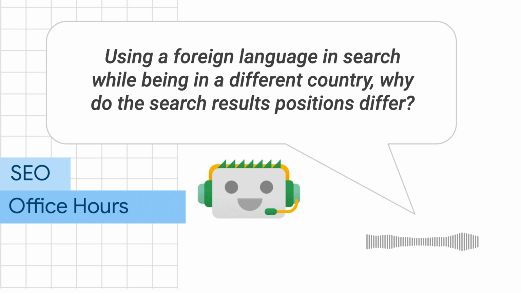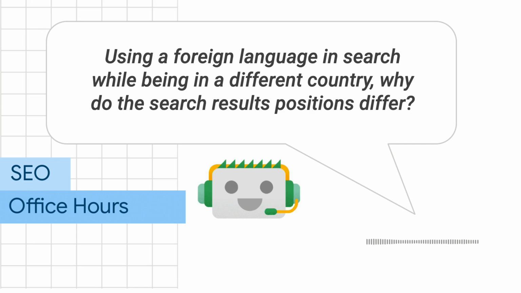Hiba asks, using a foreign language in search while being in a different country, why do the search results positions differ? This is a great question. And I think anyone who's worked for websites that are not in their own country runs into this as well. In practice, this comes down to things like geo-targeting, where we try to figure out which country is relevant for which kind of queries, and also localization when it comes to things like different languages. A lot of times, the results do vary from country to country, and they do vary from language to language, and that's expected.